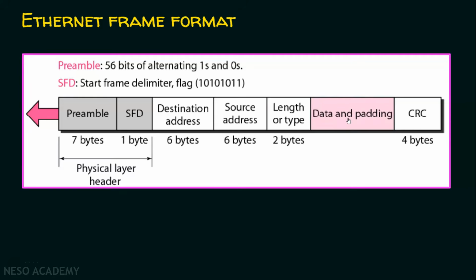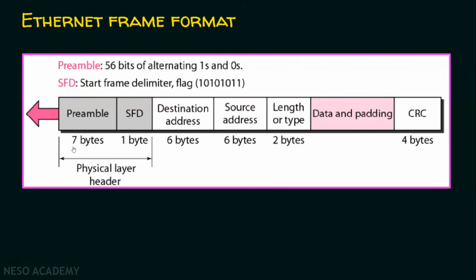And finally, we have the trailer part. In the trailer of the Ethernet frame, we have the CRC. CRC stands for Cyclic Redundancy Check, which is used for error detection. The size of the CRC in Ethernet is 4 bytes. The Ethernet frame has the fields: preamble, start frame delimiter, destination MAC address, source MAC address, the length or type field, the data, and the CRC.